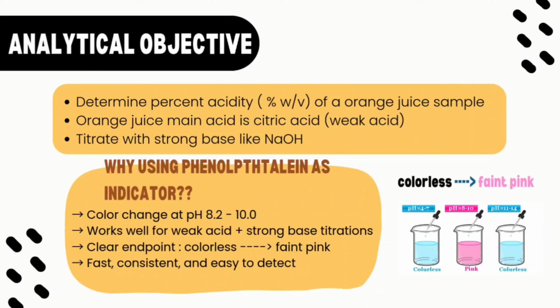Other than that, phenolphthalein also has a clear endpoint, from colorless to faint pink. Phenolphthalein is also fast, consistent, and easy to detect. In conclusion, phenolphthalein is a perfect match for this case because its color change zone is a perfect match for the slightly basic endpoint of a weak acid-strong base titration.